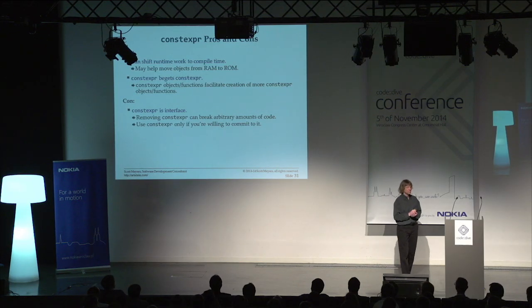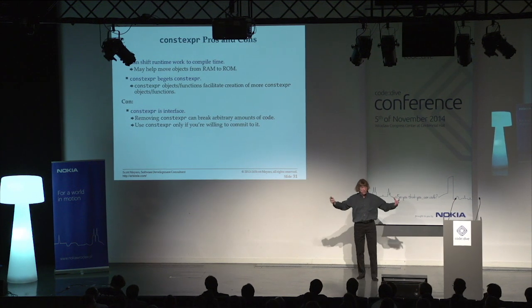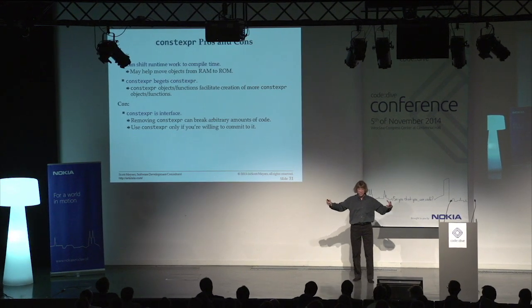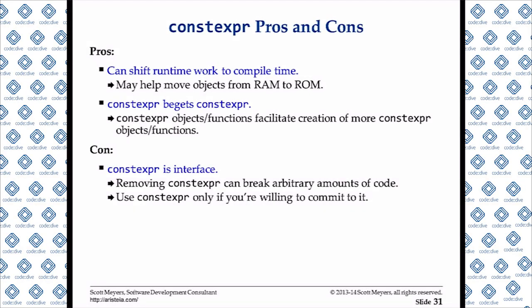If we take a look at constexpr and we evaluate the pros and the cons, the first thing is, and this is the reason I chose this for this talk on C++11 and C++14 features for embedded developers, it can shift runtime work to compile time, which means potentially you could move objects from RAM to ROM. The other thing that's really nice about constexpr is that constexpr begets additional constexpr. Basically, the more constexpr objects and functions you have, the easier it is to write other constexpr functions and objects that are dependent on those things.